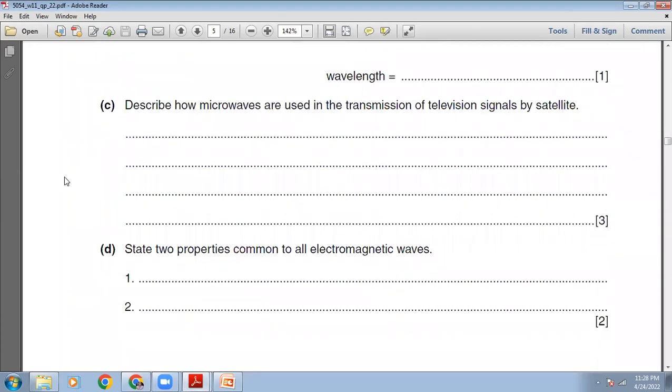It says describe how microwaves are used in the transmission of television signals by satellites. You see, the television station will send the signal in the form of microwaves, and the satellite in space will receive that signal, amplify it, and resend it towards the earth. On the earth, the people using satellite television have a satellite dish on their roof and a decoder. The dish receives that signal, the decoder decodes it, and on the television you can see the programs coming from the satellite.